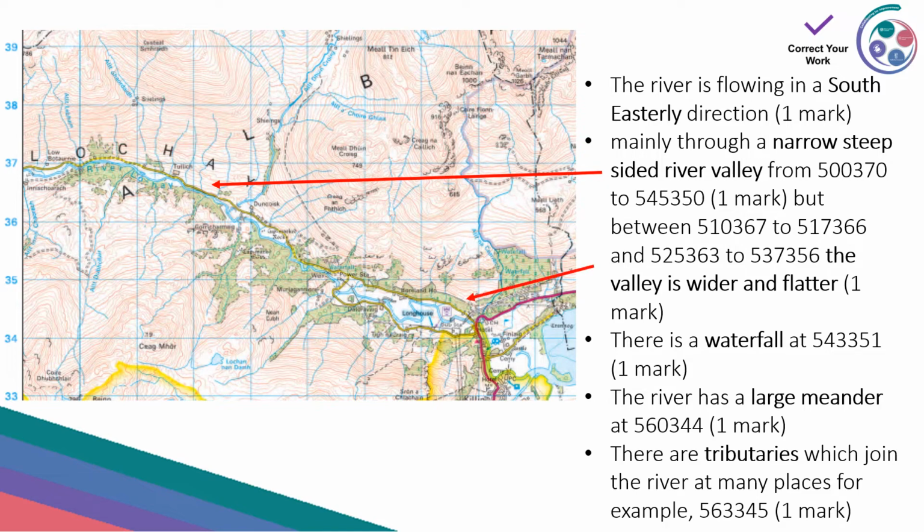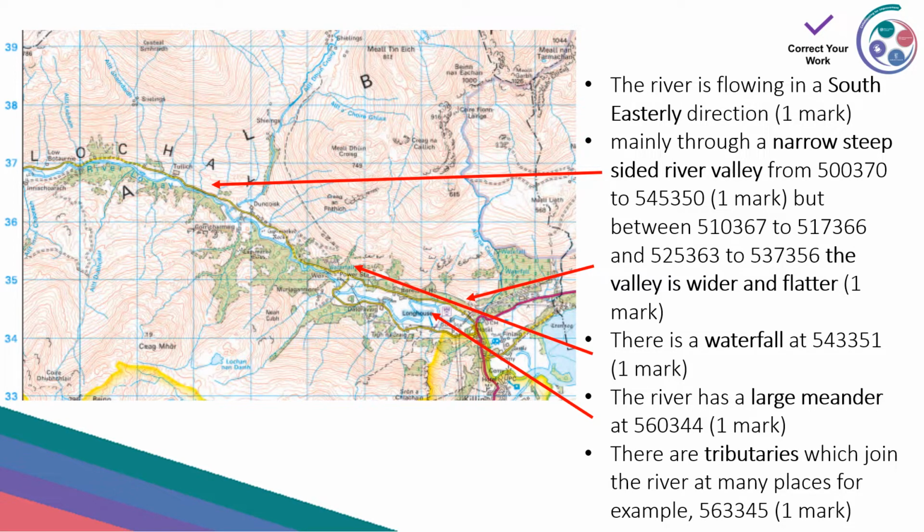It's mainly flowing through a narrow, steep-sided river valley, and then later on it gets a much wider and flatter valley, and you need to have obviously some good references here to illustrate properly what you're talking about. So you must have references for that section. There's a waterfall. Now, waterfalls generally aren't named, so you need to put in a good reference here for that, obviously, a 6-figure grid reference. There's a large meander. Well, there's actually several large meanders. You could probably get away with a 4-figure grid reference here because there are several meanders in the same box, but in this case we've got a 6-figure grid reference.